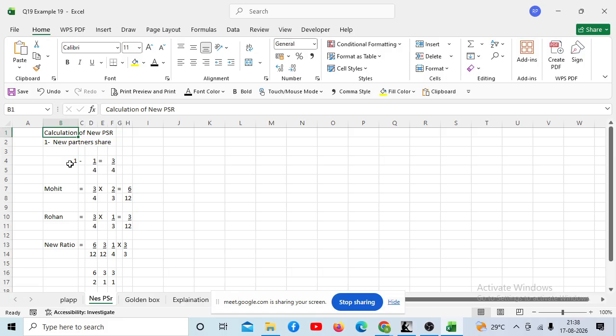Done, sir. Okay. Now see how we calculate the new profit sharing ratio. We assume that 1 rupee is the profit, or we will say that we are having one roti. So out of this one roti, we are supposed to give some to the new partner also. How much are we giving to the new partner? 1/4, right? So just write this line: 1 minus new partner's share.